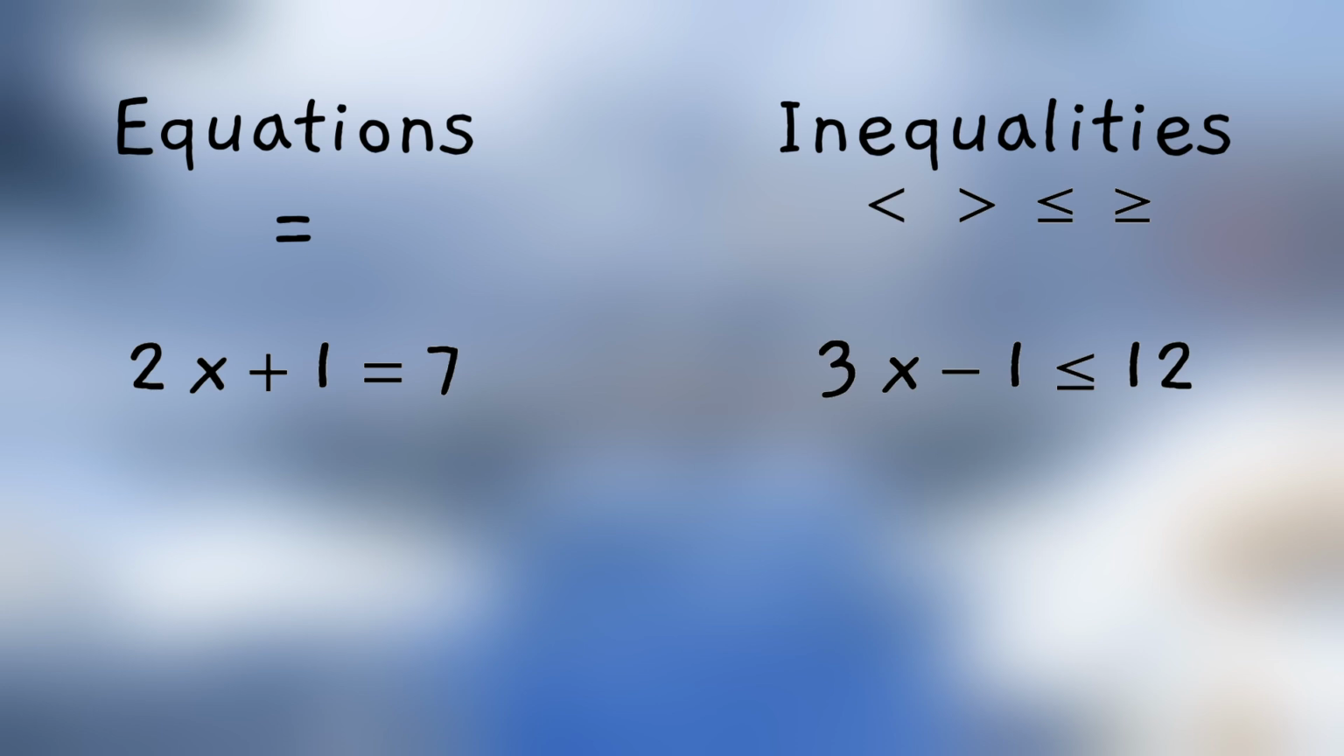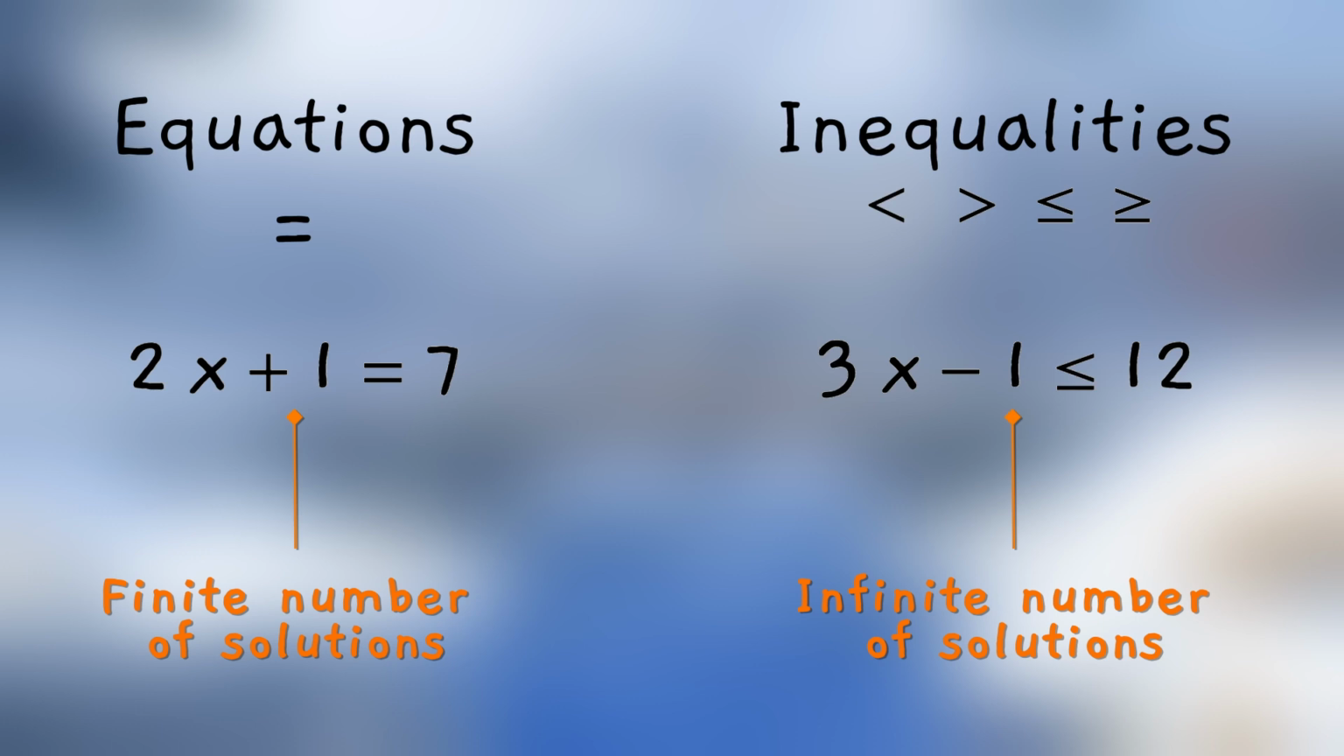One of the big differences between these two types of puzzles is that an equation will have a finite number of solutions, whereas in general, an inequality will have an infinite number of solutions. So let's see how to solve inequalities. For our first example, let's look at how to solve x plus 3 is less than 5. We have a less than symbol, so this is an inequality.